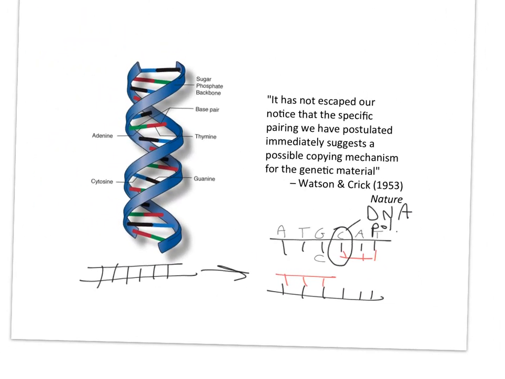This is way before anybody knew anything about the enzymes or primers or PCR or anything. They just said, this is the structure of DNA. We see the adenines pair with thymines and guanines pair with cytosines. That suggests a possible copying mechanism. If you take a double helix and you split it in half, denature it, then how does that help us make two copies of the same piece of DNA? Each strand gives us the information, as we learned from Chargaff's rule, about what the nucleotides are going to be on the opposite strand.